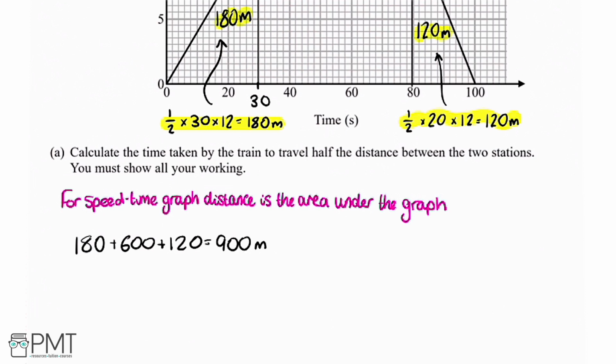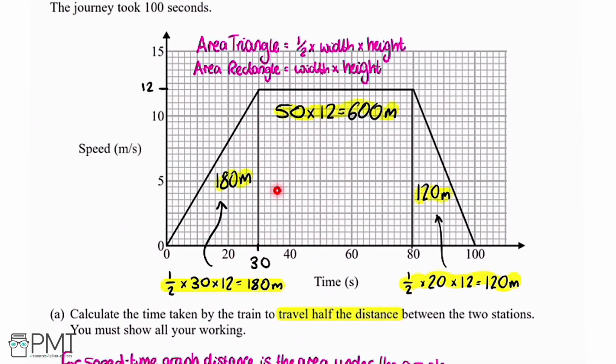Now we need to calculate the time taken by the train to travel half the distance between the two stations. Half the distance will be 900 divided by 2, giving us 450 meters. So we need to work out how far along here we need to go to have an area to the left of it of 450 meters. 450 is more than 180, so we know we're past this line here. This line will be 780, because that's 600 plus 180, so we know it's less than that. So it's somewhere within this box here.